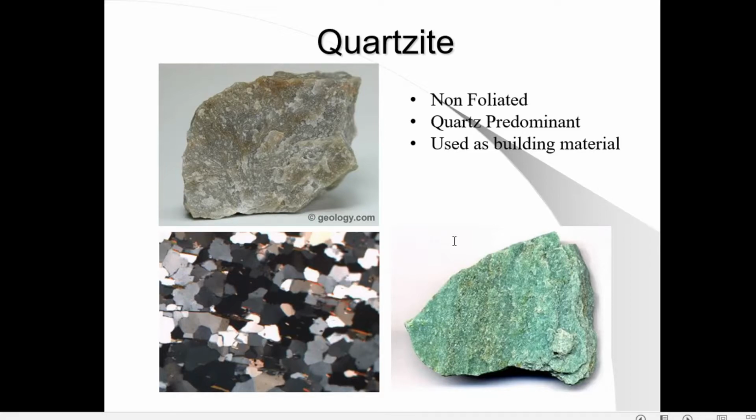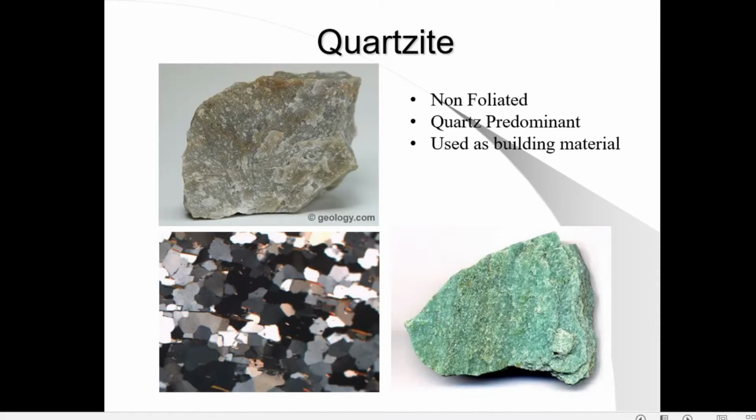And some minor amounts of former cementing substances such as iron oxides, silica, carbonate, and clay often migrate during the recrystallization, and these cause streaks or lenses to form in the quartzite. The interlocking crystalline structure formed in the quartzite makes it a very hard, tough, and durable rock.